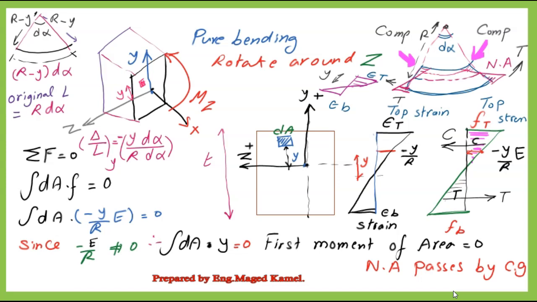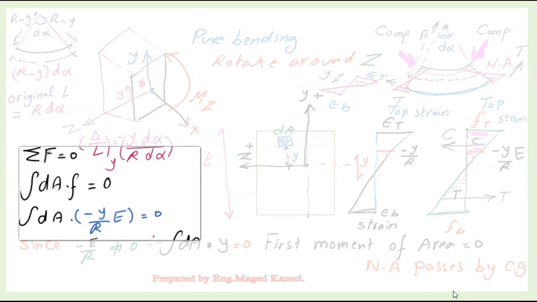Since we have pure bending and this pure bending is not accompanied by compression or tension, it means that for the whole section we don't have any tension or compression force. The sum of the forces will be equal to 0. For that strip dA, the stress equals minus y multiplied by E divided by R. We will integrate over the whole section and equate it to 0.